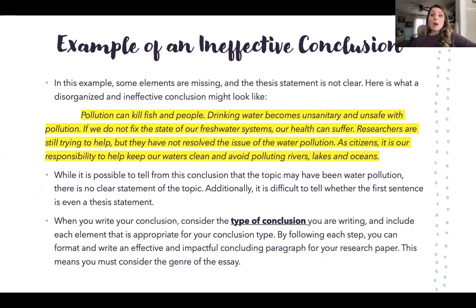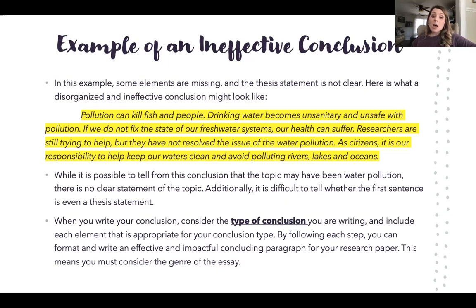So let's talk about an ineffective conclusion. Here's an example from an essay. Pollution can kill fish and people. Drinking water becomes unsanitary and unsafe with pollution. If we do not fix the state of our freshwater system, our health can suffer. Researchers are still trying to help, but they have not resolved the issue of the water pollution. As citizens, it is our responsibility to help keep our waters clean and avoid polluting rivers, lakes, and oceans.